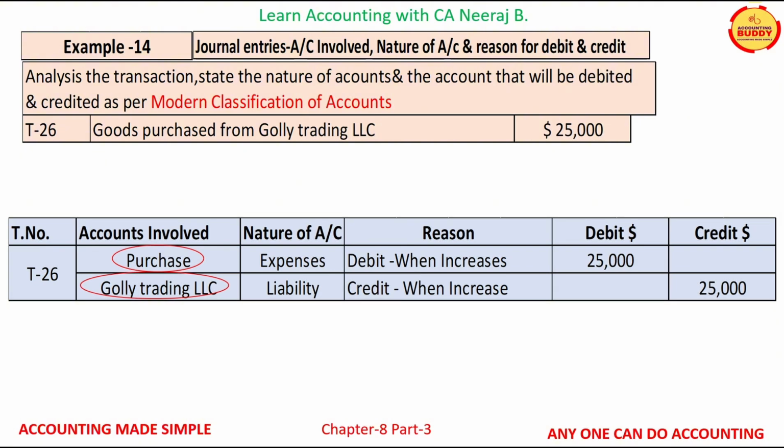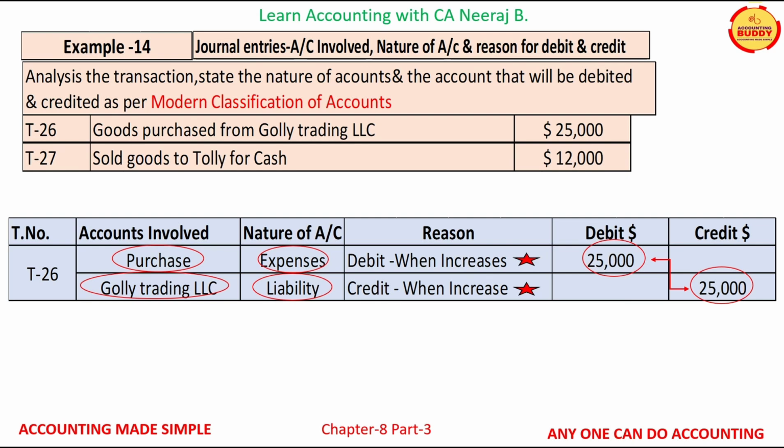Under the modern classification of accounts, purchase is an expense account. The rule of debiting the expense account is debit when the expenses increase. Creditor account of Guli Trading LLC is a liability account and the rule for crediting a liability account is credit the liability account when it increases. Therefore, this transaction is recorded for $25,000 by debiting the purchase account and crediting the Guli Trading LLC account.